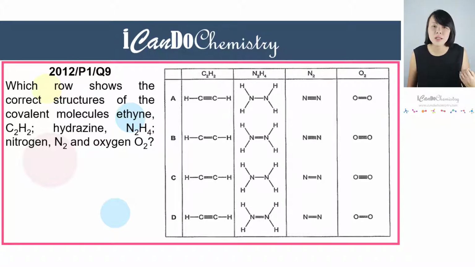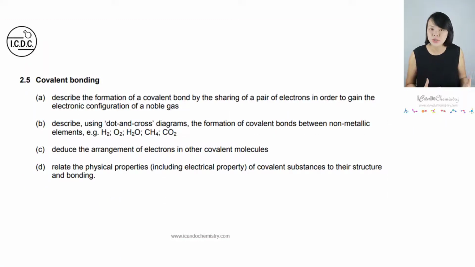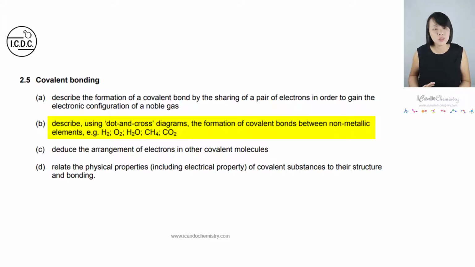Now even before we learn about structure, we actually learned dot and cross diagrams. Only then will we be able to appreciate how electrons are shared. This is a screenshot of the syllabus objective as of 2020. So at O levels, the dot and cross diagrams that you need to know are actually hydrogen, oxygen, water, which is H2O, methane, which is CH4, and carbon dioxide, which is CO2.